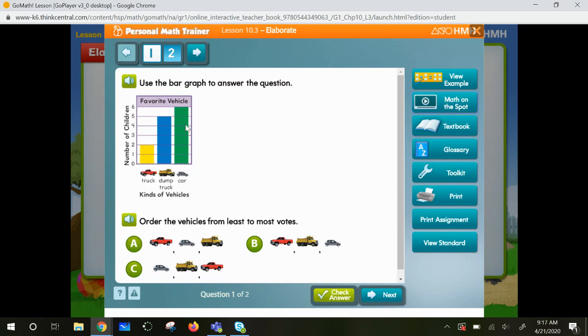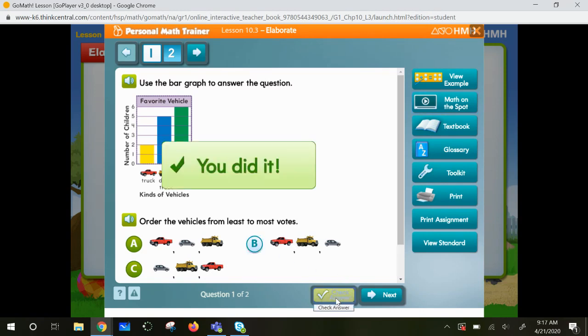The car, does the car have the next most? Or does it have the most? It has the most, so we have to cross that out. Well, we've got the truck again. Definitely the smallest amount of votes. The dump truck is next. Then the car, let's double check here. Car, this is most to least. We want least to most. You did it.